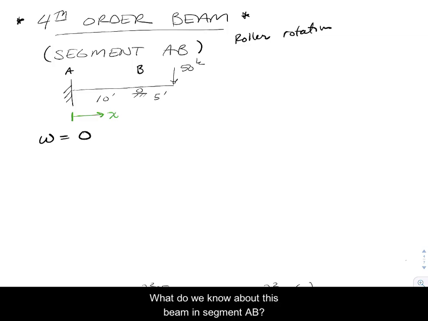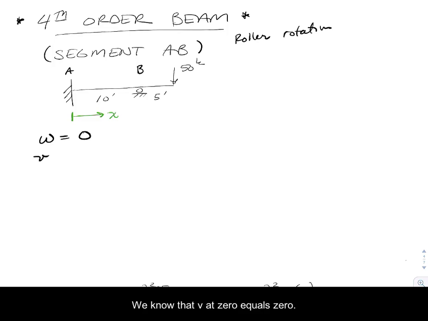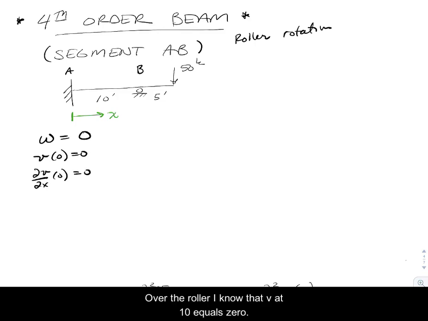And what do we know about this beam, again, in segment AB? Well, we also know that V at 0 equals 0. We know the slope at 0, again, equals 0. Right, over at the roller, I know that V at 10 equals 0.